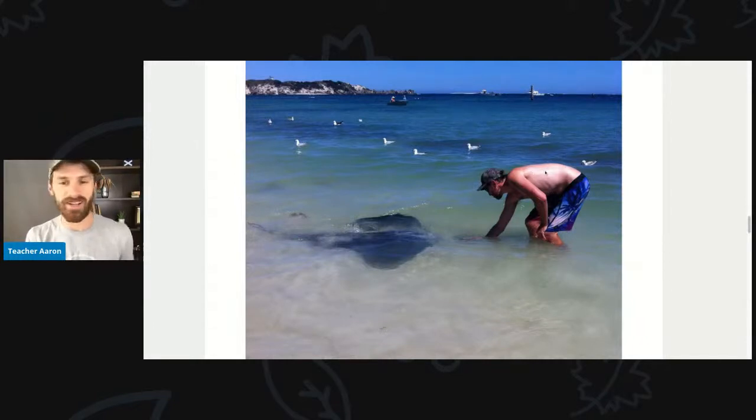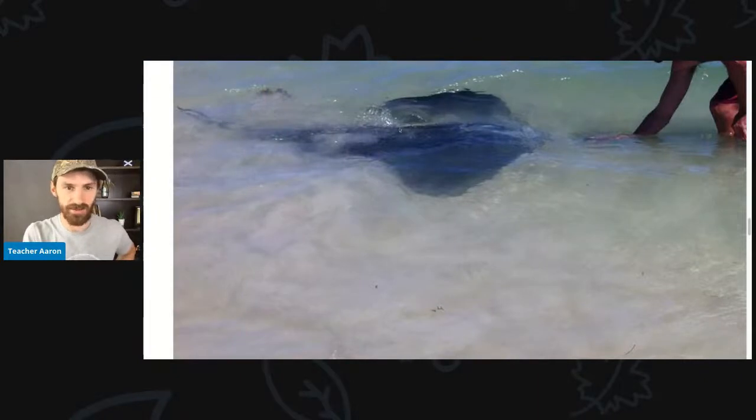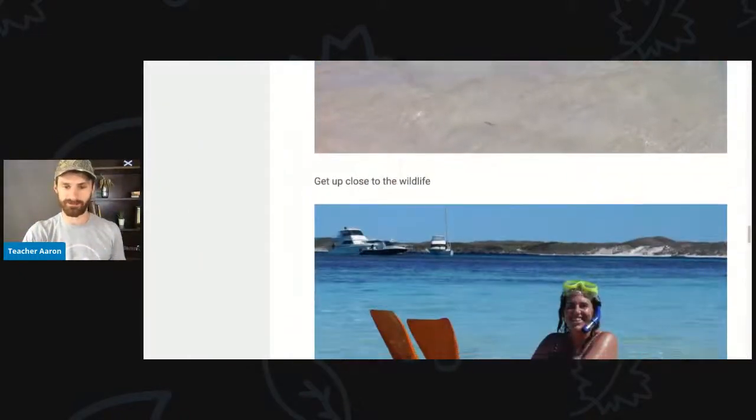And man, this guy is very brave. He is not wearing a shirt. He is wearing a hat, like me, a baseball cap, and a blue swimsuit with palm trees. And look how close he is to that stingray. I think this is a stingray. It has a long tail and a big wide body, but it's very flat. A wide but very flat, thin body.